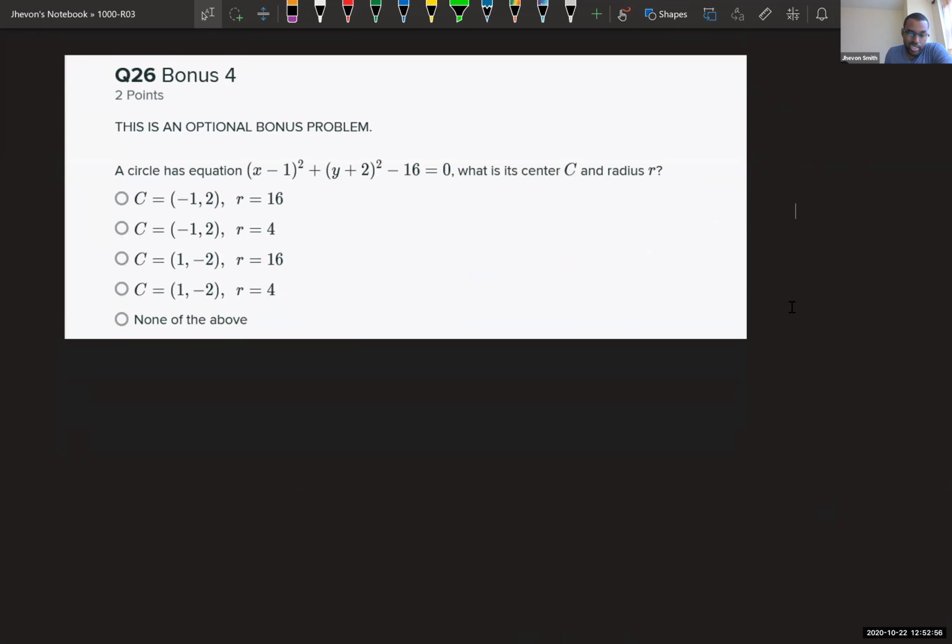Find the center and radius. So we saw this as well. I talked about this on the bonus of the last quiz. You change the sign of the numbers beside x and y when it's written. So instead of a -1 beside the x, you write +1. Instead of a +2 beside the y, write -2. So the center is (1, -2). For the radius, we move this number over here. It'll be 16, which is 4 squared. So the radius is 4. So that leaves us here.